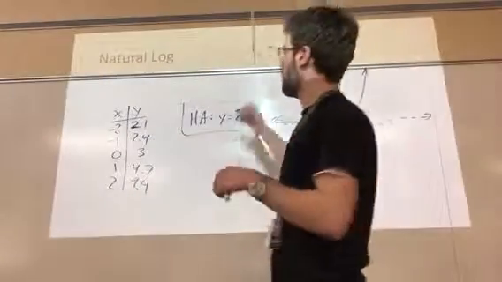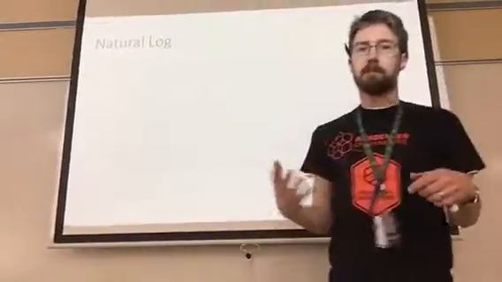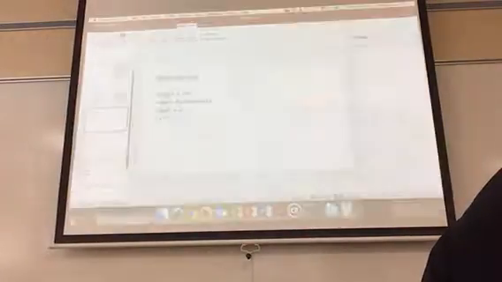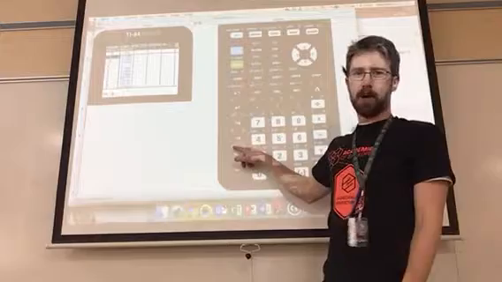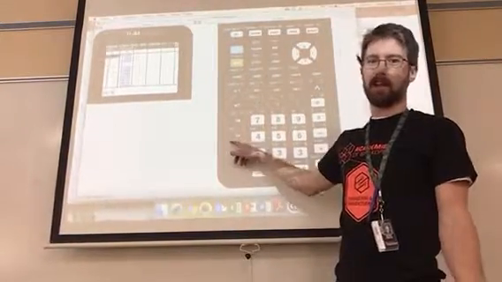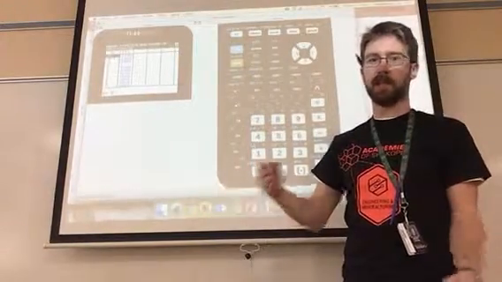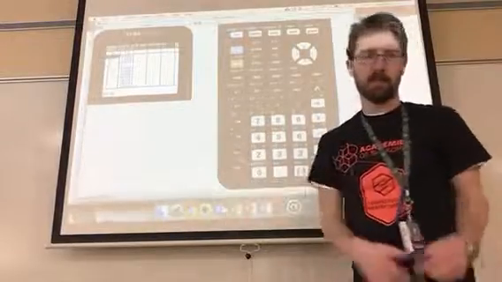All right, second part of this lesson is working with natural logs. Natural logs, if you go back to the calculator, that ln button stands for natural log. Now the reason it's ln instead of nl is that in the original language when they came up with this, it was like logarithmic natural or something like that. And they just never changed it.